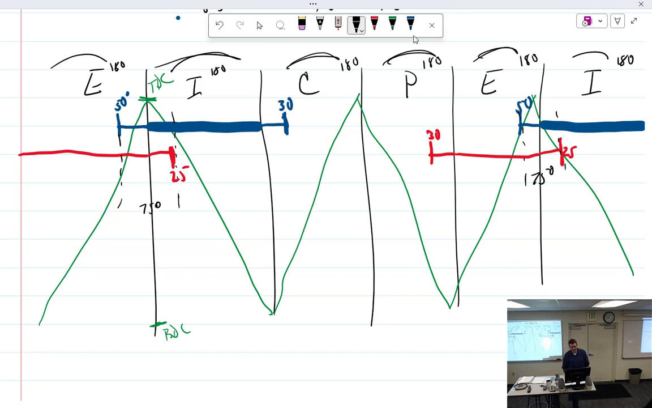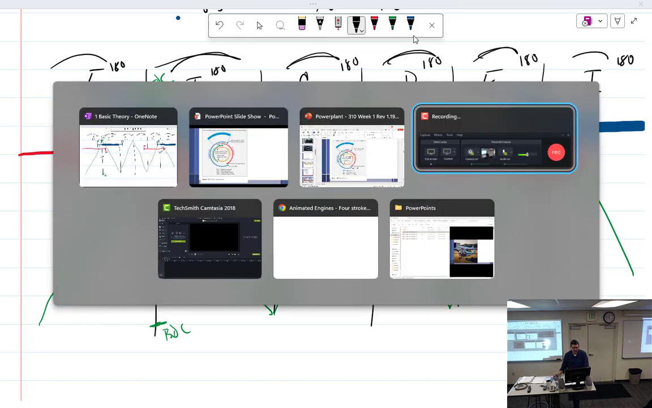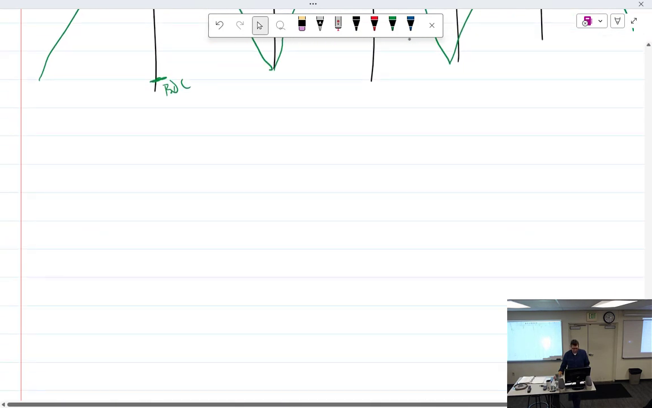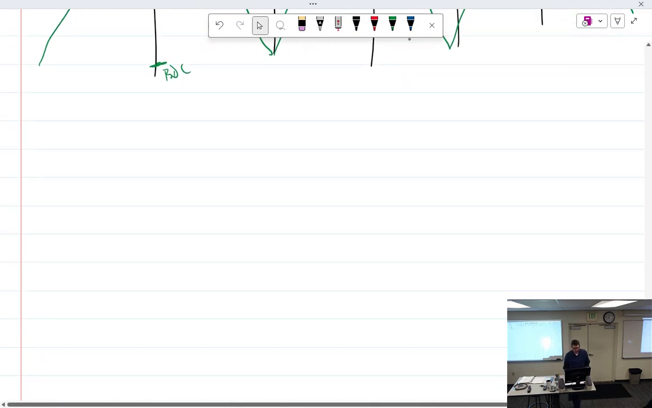And you'll have to write this in because I guess I'm not. Well, let me see. I can write this in. Oh, yeah. I just want this. Let's see. So, intake valve.